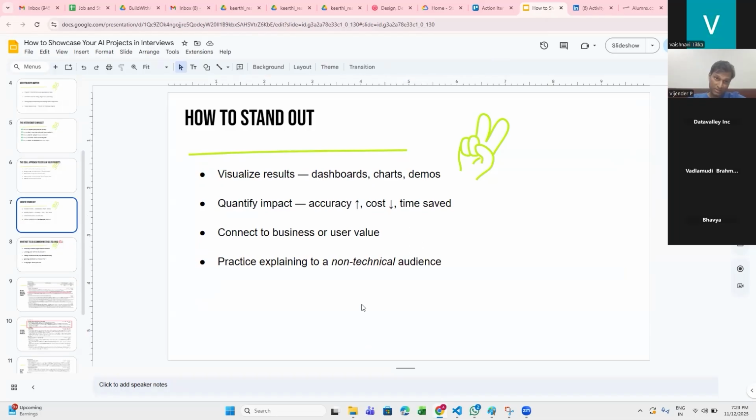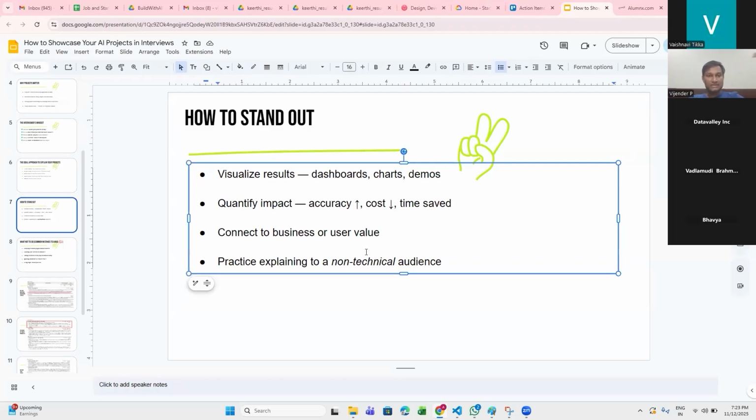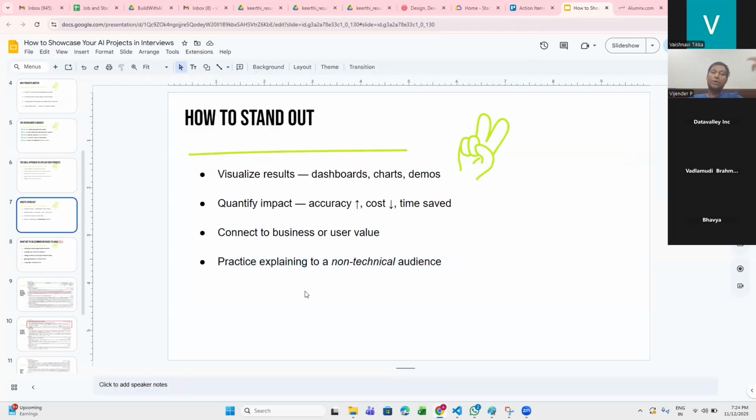Can you explain that to me? Like how does this translate into a business value? Who is getting benefited out of this and how are they getting the benefit? So if you can do that, then that's great. And most importantly, if you want to stand out, try to explain to a non-technical audience, right?